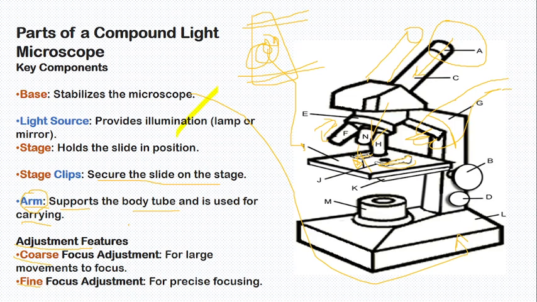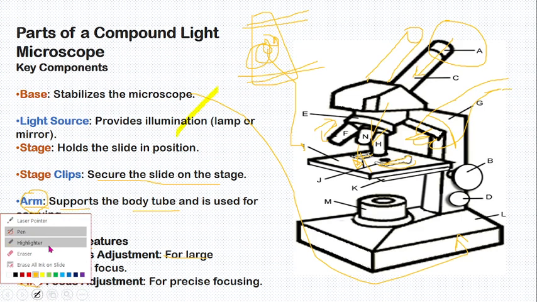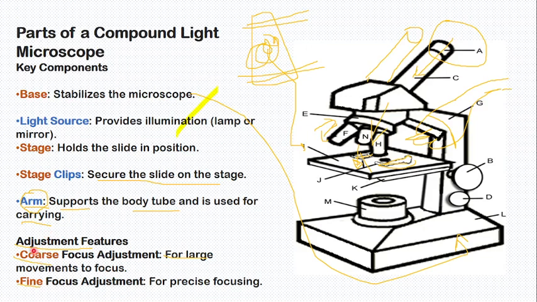Okay. Now let me talk about the coarse focus adjustment. It is for large movement to focus. When we say coarse focus adjustment, its function is for large movement to focus. Once you want to move the objective rapidly, you will use this B, which is the coarse focus adjustment. So when we say fine, it is small. It's just for precision.